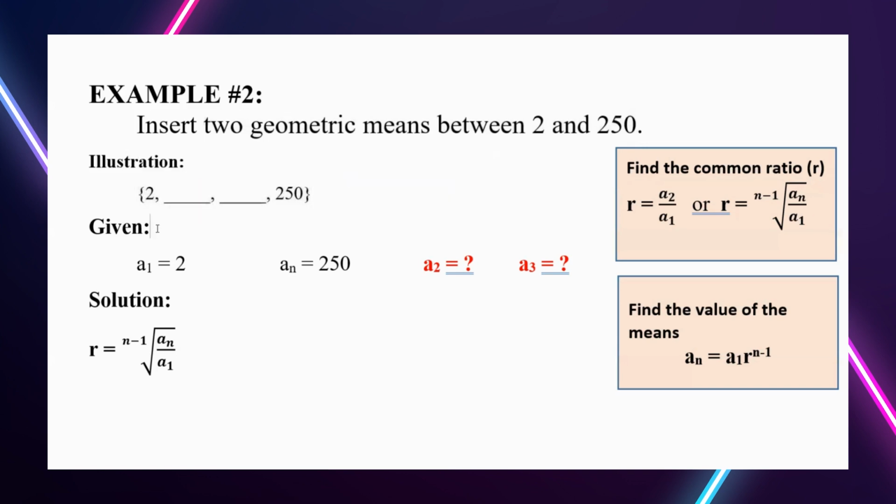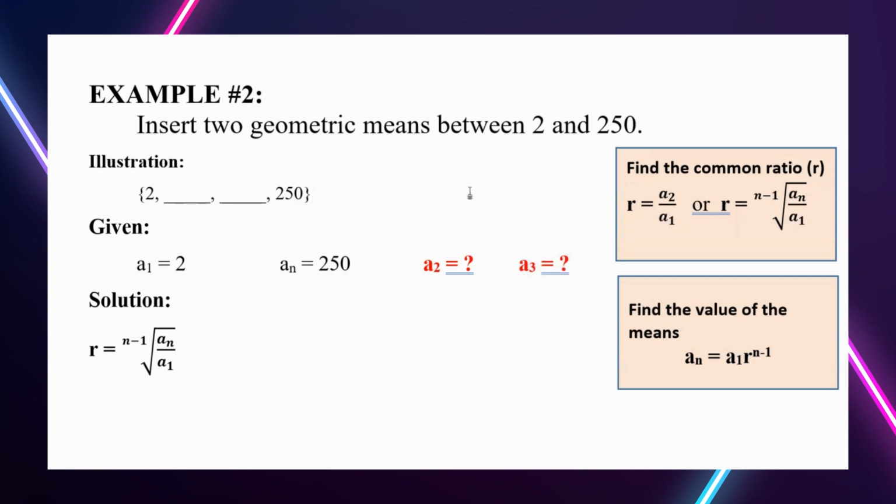Next to illustration is identifying the givens. So the first term of our geometric sequence is positive 2. Our last term is positive 250. Ang second term natin ay ang ating hinahanap na value at ang a sub 3 natin or the third term ay isa sa mga geometric means na hinahanap natin sa pagitan ng 2 and 250.